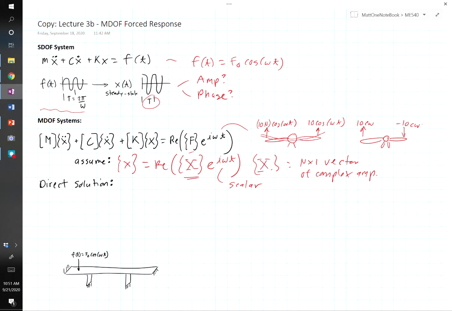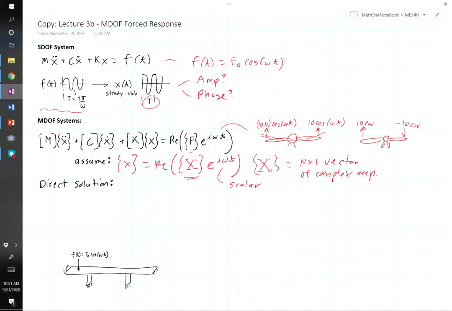So we can have a periodic force. We're just assuming that any forces applied are all at the same frequency, and we'll learn later how we could relax that if we needed to. And if that's the case, we're going to assume that the response will be at that same frequency, just that every degree of freedom might have a little bit different complex amplitude.